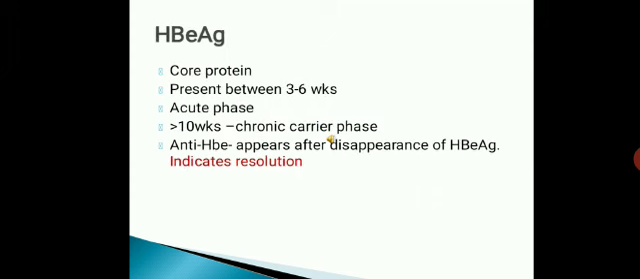Now, the second antigen is the HBe antigen. This is the core protein. It is present between 3 to 6 weeks of infection. This indicates the acute phase. If it is present more than 10 weeks after infection, then it is said to be a chronic carrier phase. The antibody of this antigen is anti-HBe. It appears after the disappearance of the antigen. HBe antigen disappears, then its antibody anti-HBe appears. This indicates resolution, that the patient is healing.